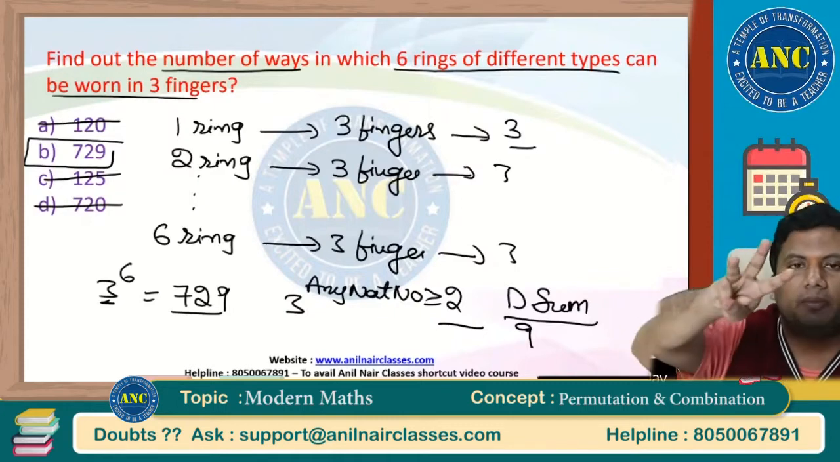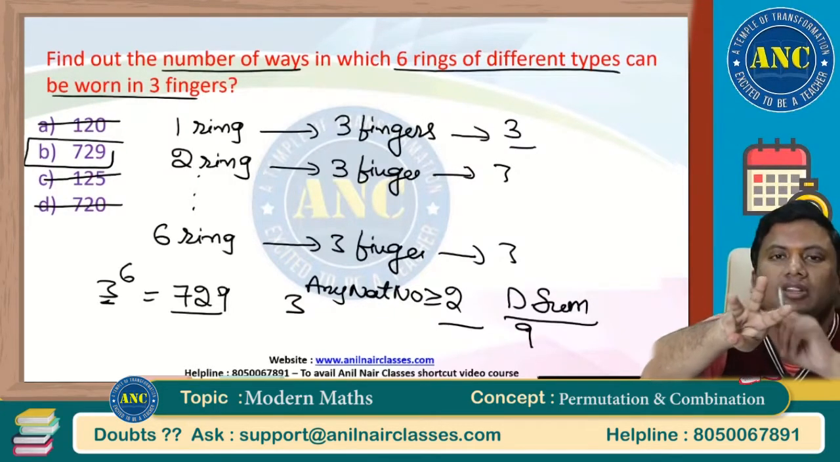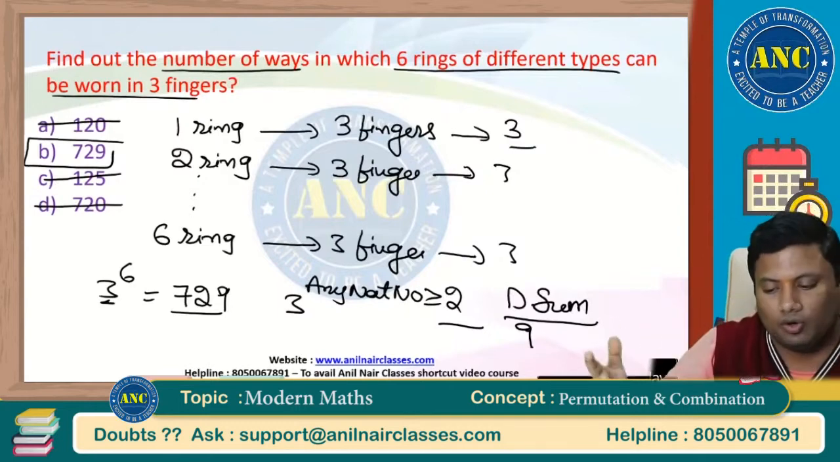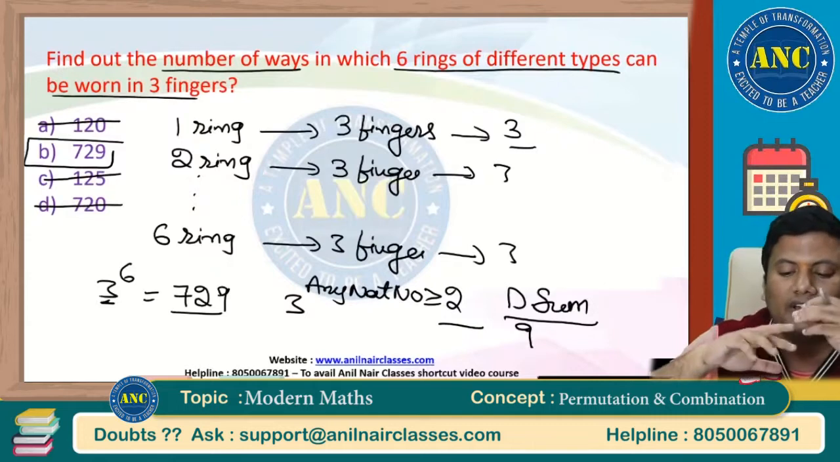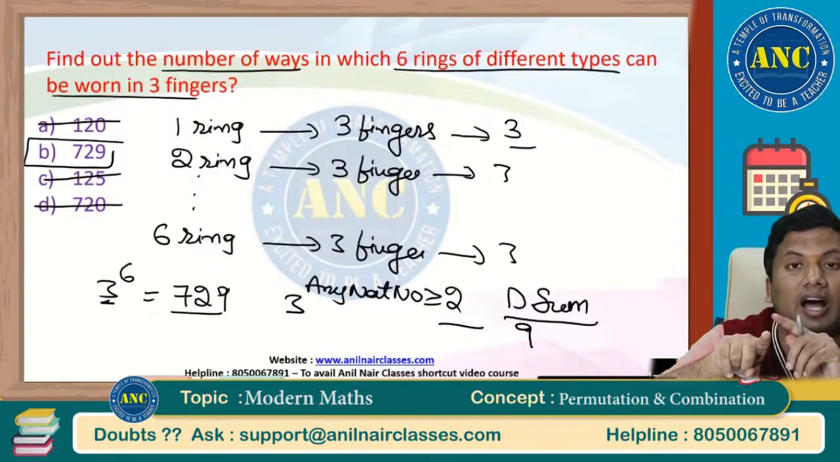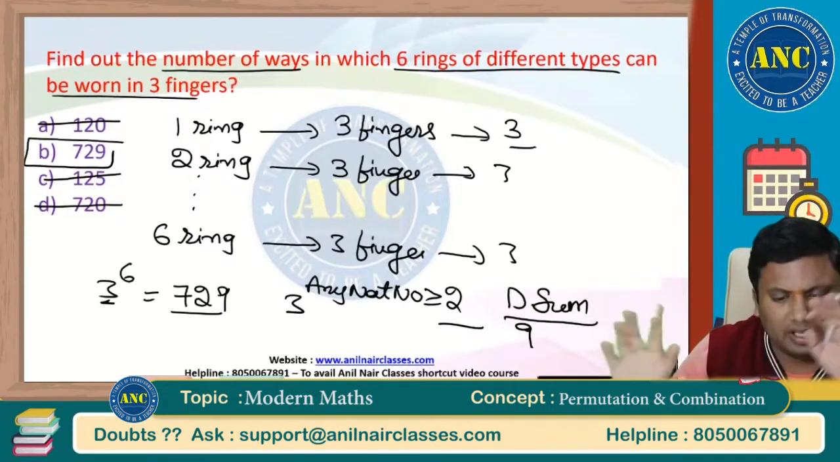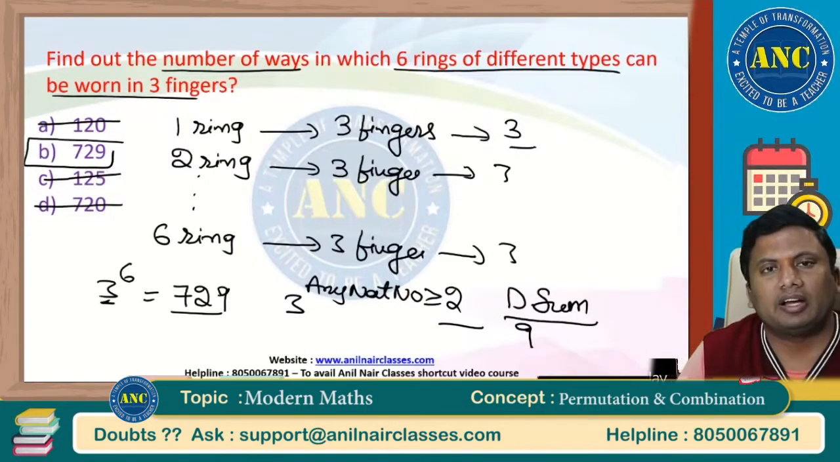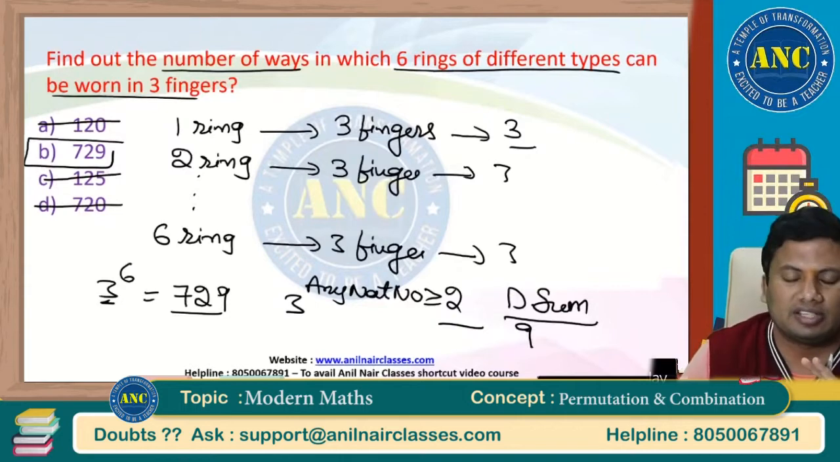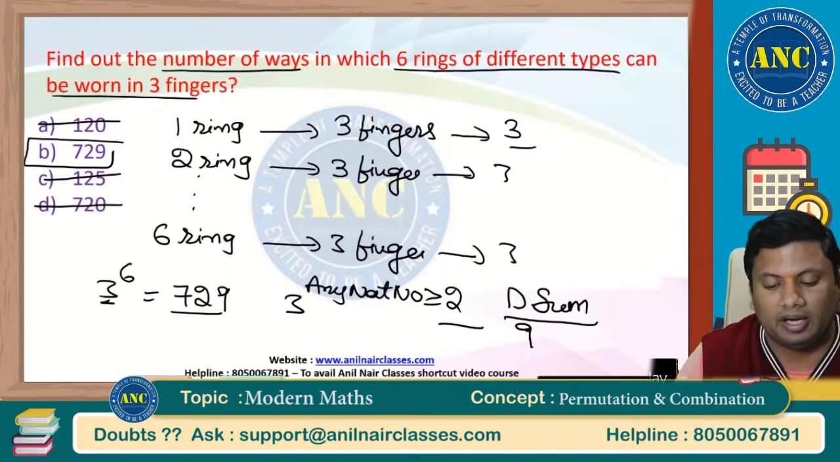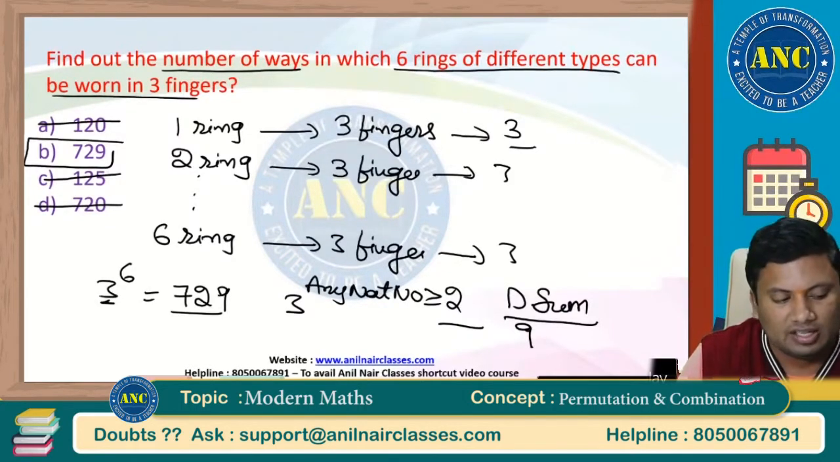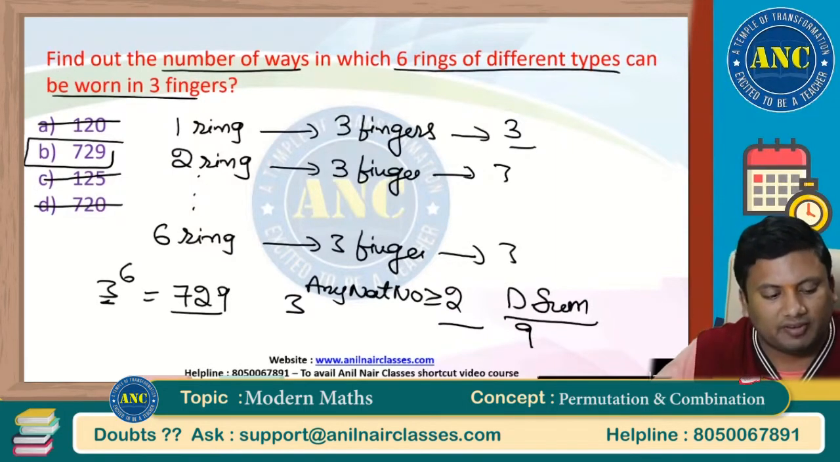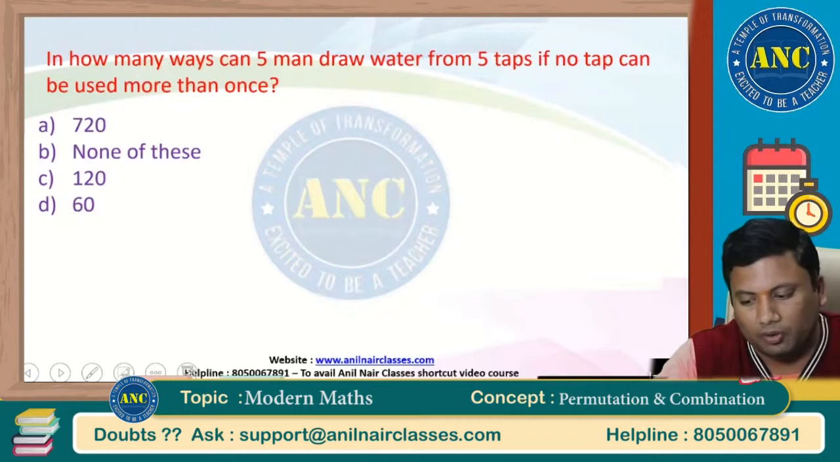First ring can come in any of the 3 fingers. Second ring, there is no restriction on the rings. If one ring is present in one finger, the other is not excluded, nothing is mentioned. Rings are given, fingers are given. So one ring can get into any of the 3 fingers in 3 ways. Second ring can come in any of the 3 fingers in 3 ways. Sixth ring, it will be 3 power 6, which is nothing but 729. Second question, I hope it is clear.